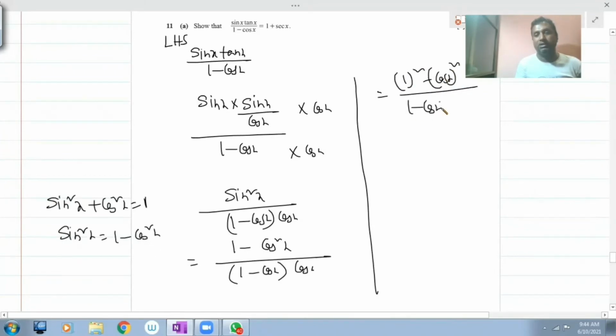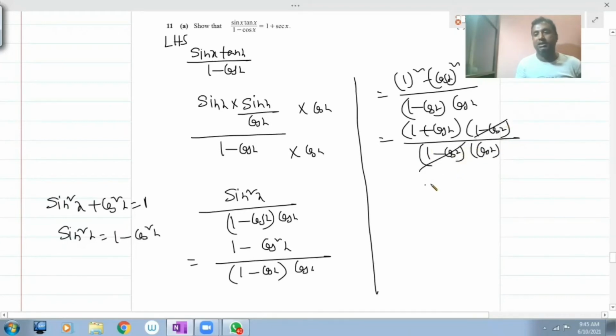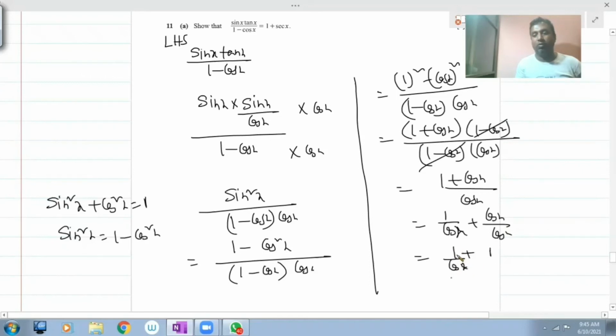divided by 1 minus cos x. Let me keep all these things the same: 1 plus cos x, then 1 minus cos x, 1 minus cos x, then cos x. So let me cancel these two. So let us write 1 plus cos x by cos x. Now let me write it here 1 by cos x plus cos x by cos x. So it is becoming 1 by cos x plus 1. 1 by cos x means sec x, plus 1. This is the right hand side.